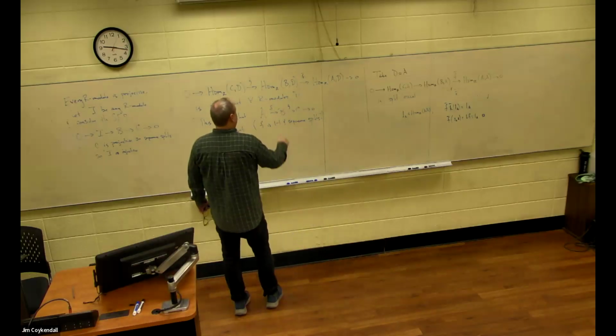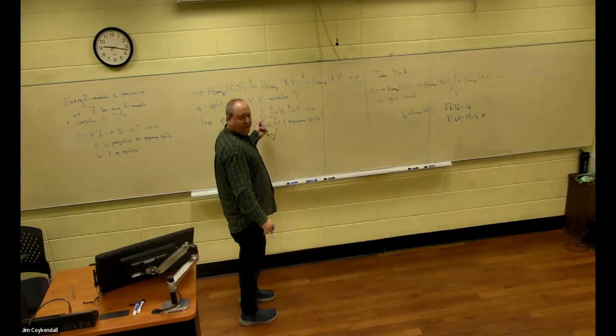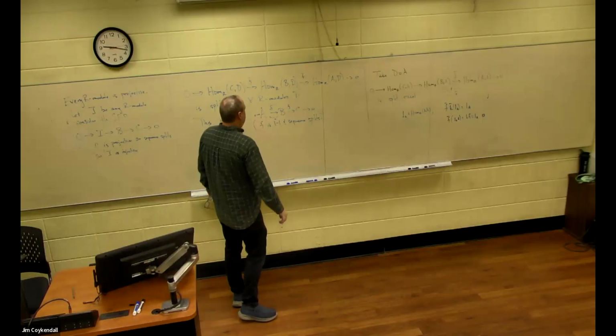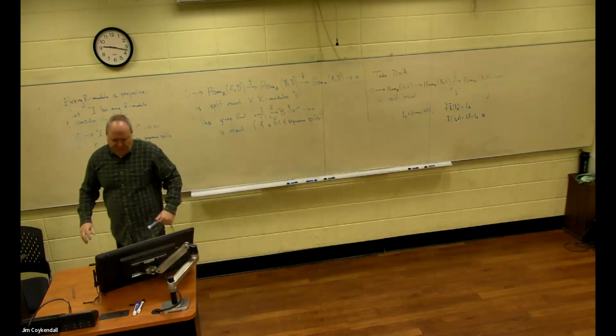because it tells you two things at once. Since the composition is the identity, it tells you that F is 1-to-1, so you get that. And it's the splitting as well. So any questions on that?